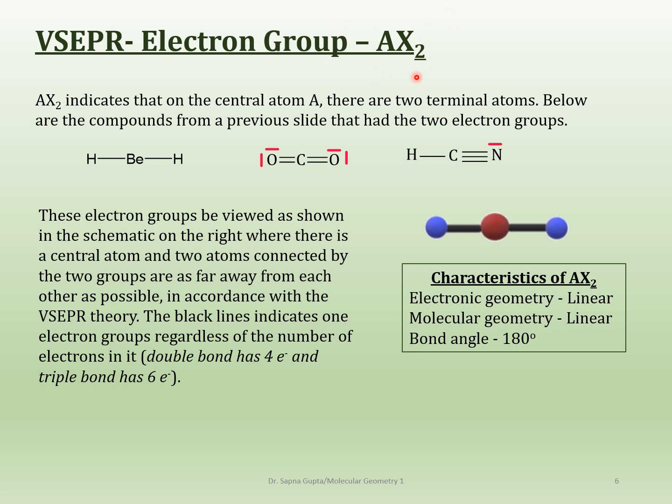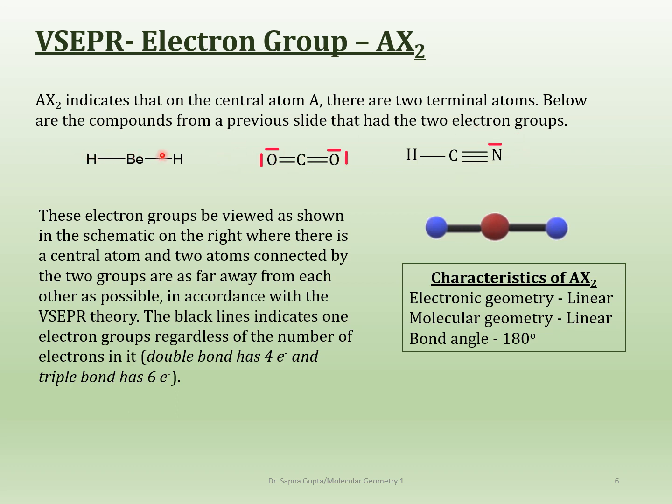So let's look at AX2 first. AX2 is a central atom with two groups, or two terminal atoms, excuse me. Those two terminal atoms can be connected anyhow. It doesn't matter. These are the series of molecules I gave before also. So here, two groups with single bonds, two groups with double bonds, two groups with a triple bond. It doesn't matter what kind of bonds you have, so long as there are just two atoms in there. Lone pair doesn't matter.